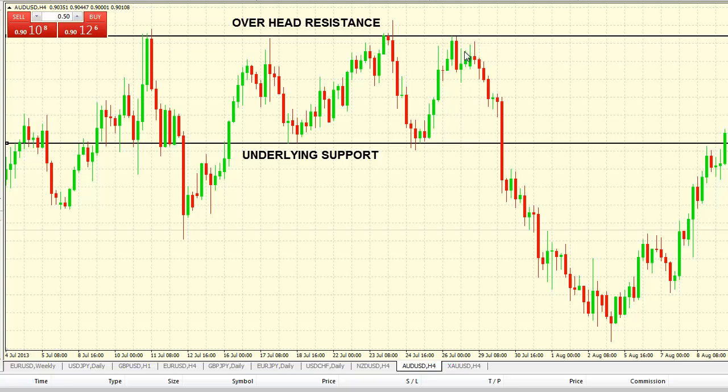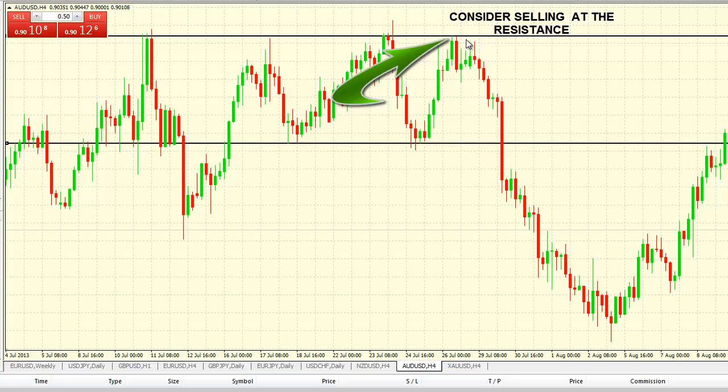Now, if you examine this area, once the price reached close to the overhead resistance, it was unable to break above it and took resistance over here. So one should consider selling the instrument or the currency pair, that is the Aussie dollar, close to these levels and try to buy them back or close their position close to the underlying support level.